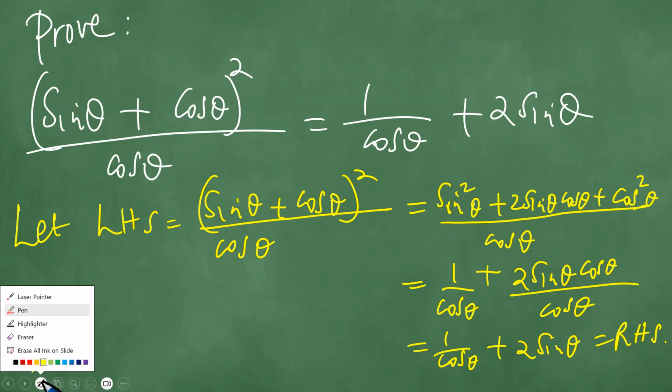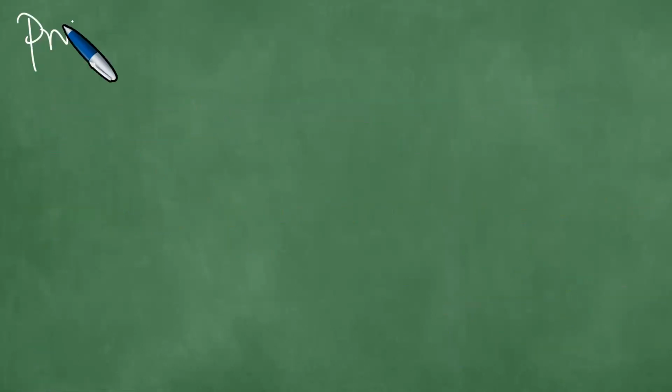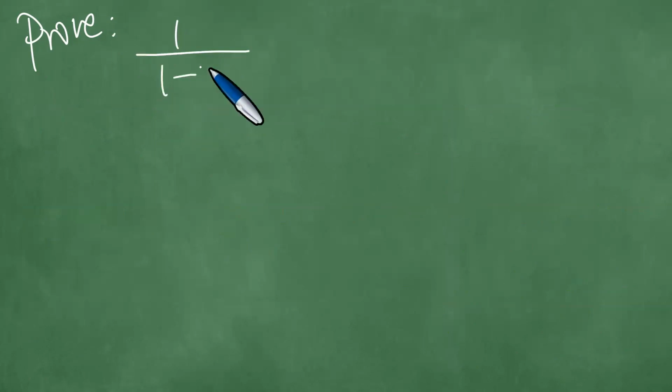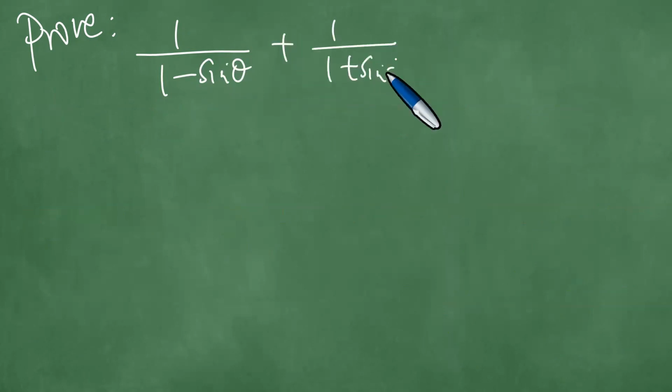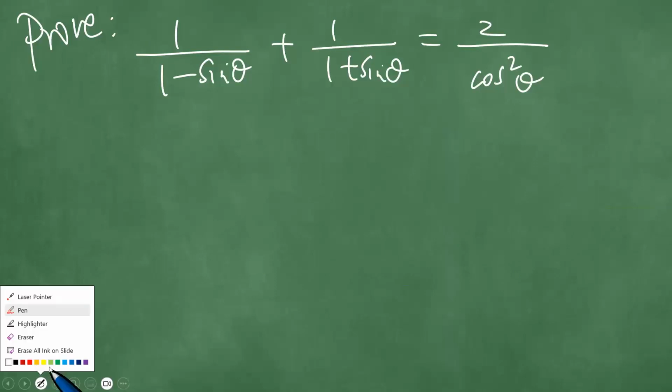Okay, pay particular attention to the steps as we do the next example, even if you can't copy everything. This video is being recorded. There's a question you need to prove: that 1 divided by 1 minus sine theta, plus 1 divided by 1 plus sine theta, equals 2 divided by cosine squared theta. How do you prove this, anyone? What is the first step?